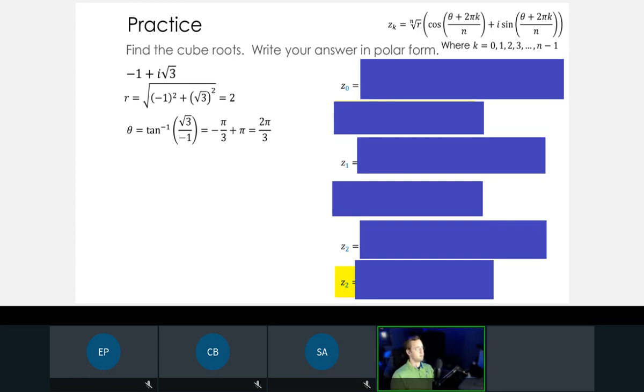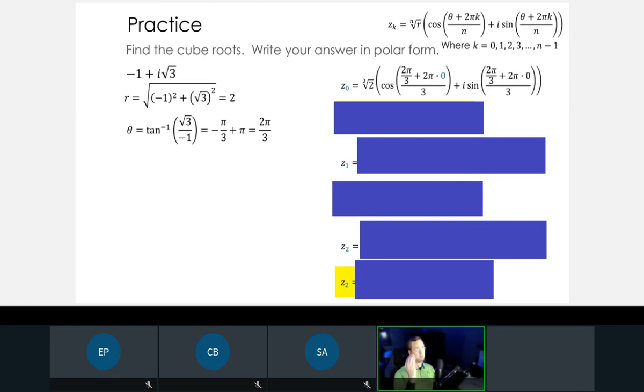So to find your roots, remember, we go from k equals 0 up to n minus 1. So we start at 0, then 1, and then 2. So that's a total of 3. If we're doing cube roots, you should have 3 answers, 3 roots. We do. Here's one of them. Here's another one. Here's the third one. So 0, 1, 2. Is that clear of the numbering? All right. And then we just plug the stuff in.